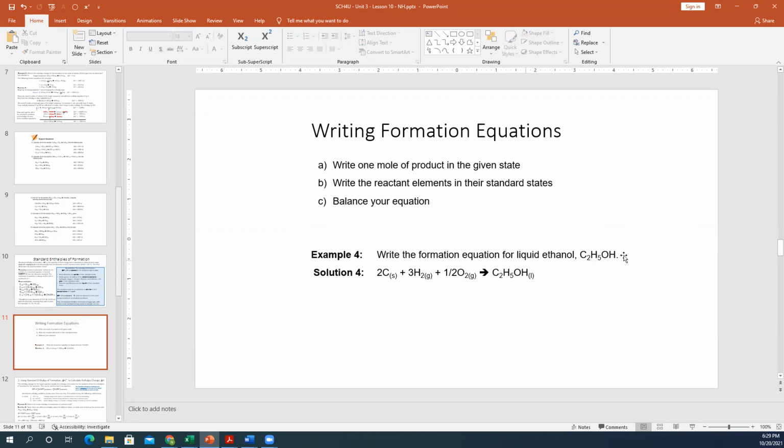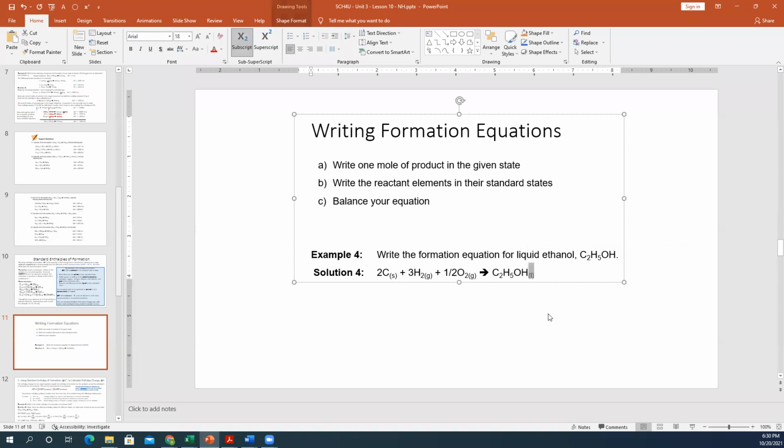Okay. So here you're told that they're looking for liquid ethanol. So you write ethanol on your product side. You make sure you put the liquid state with it. And then you look at, okay, what have we got? We have got 2 carbons, 3 hydrogens, and oxygen. So then you put the right numbers to make sure it balances out. So you want 2 carbons. So you put your 2 here.